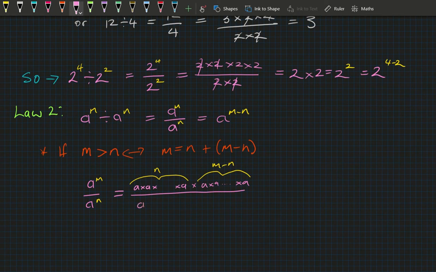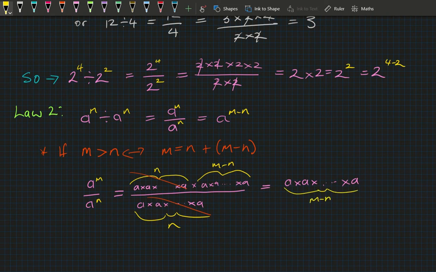And then because we have a to the n on the denominator here, that means we have a repeatedly multiplied n times on the denominator. Now these n repeated multiplications of a are common factors between the denominator and the numerator, so we can cancel them out and we're left with a repeatedly multiplied m minus n times, which is the definition of a to the power of m minus n. So that algebra there demonstrates why law 2 has to be true.